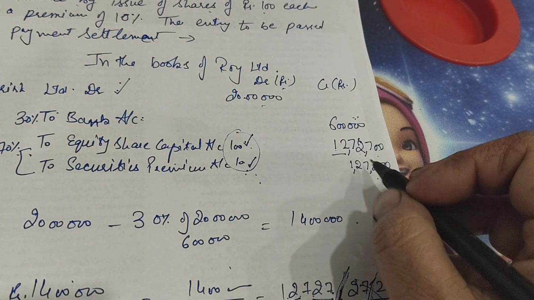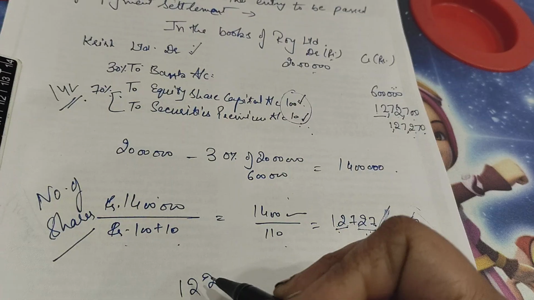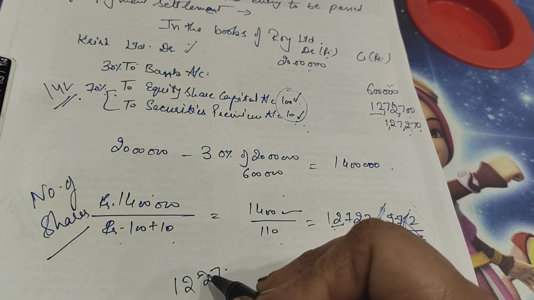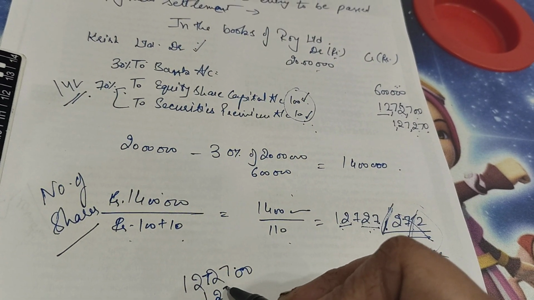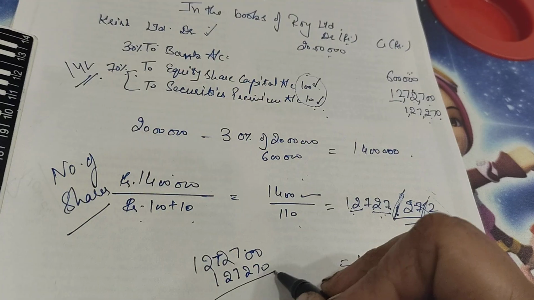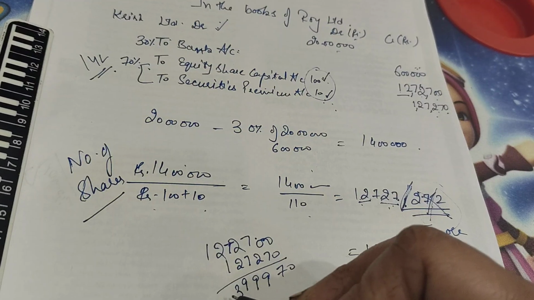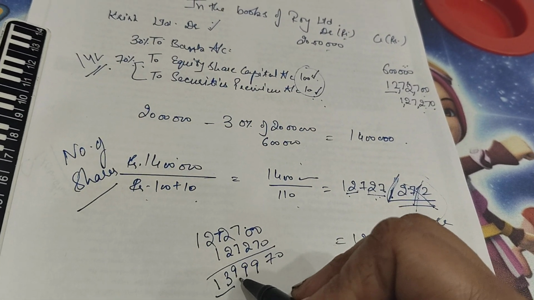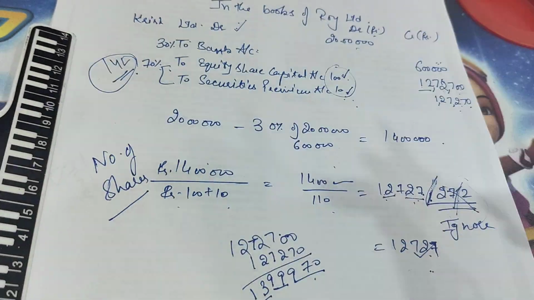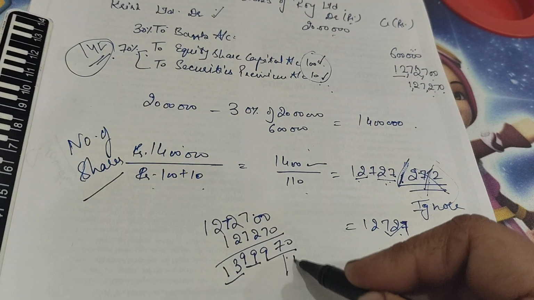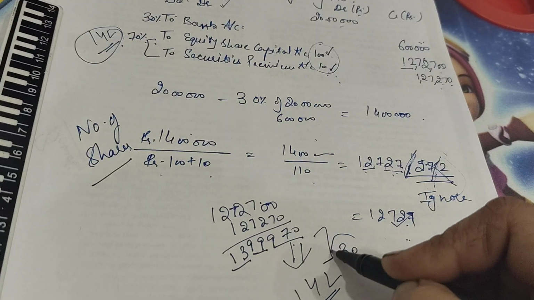So here the value is 1,27,270 rupees. Now you will see if we make its total here, that is 12 lakh 72,700 rupees and 1 lakh 27,270, what you get is 13 lakh 99,970. But what was the leftover value? That was 14 lakh here. So it is not making a sum total of 14 lakh. How much is the difference? The difference is only rupees 30.